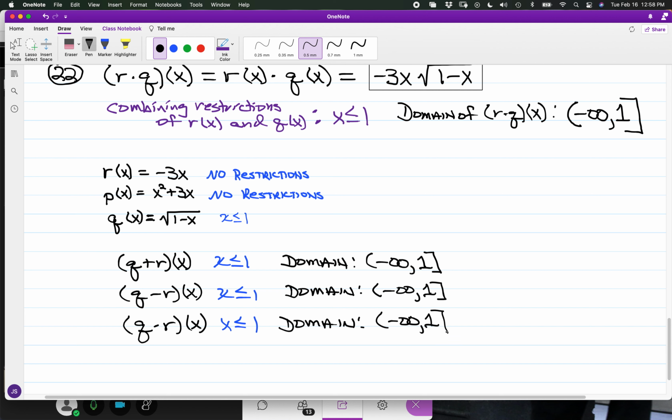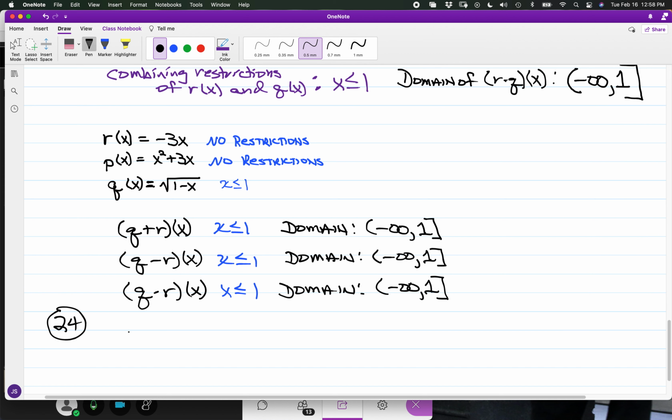But now for 24, we have the function as q over r of x. And you're still looking at combining restrictions, but again, you could have a different domain. I was going to put a little emphasis on this. Combining restrictions now, you have r of x with no restrictions, and q of x, we have that x is less than or equal to 1.